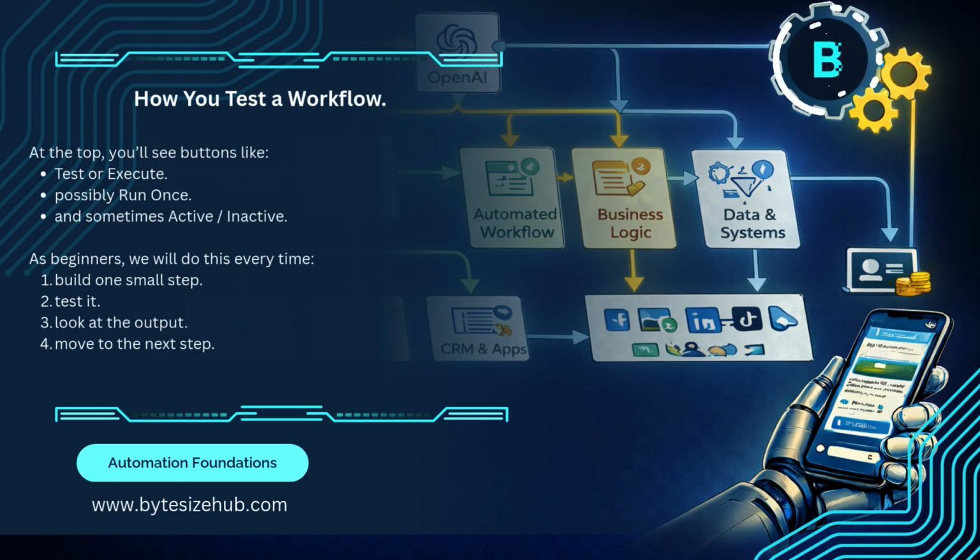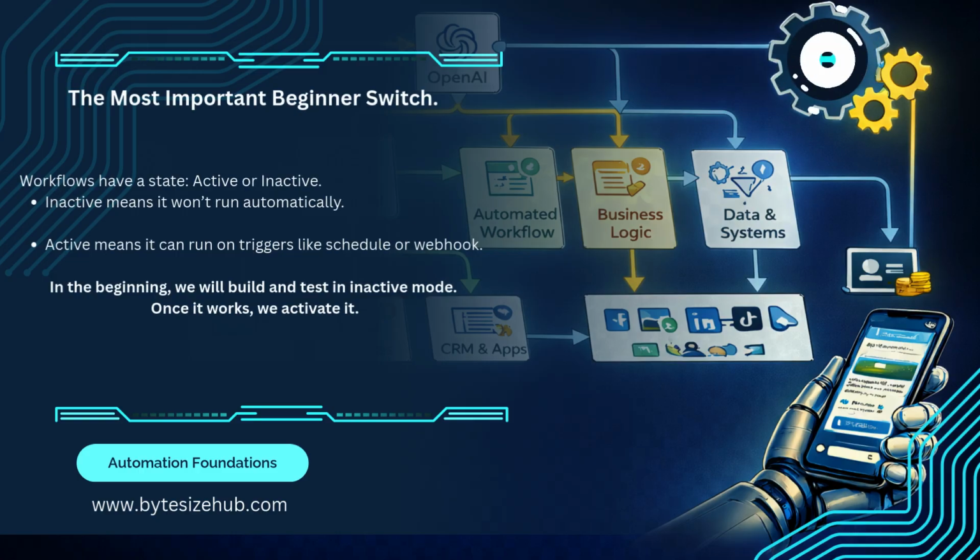Move to the next step. The most important beginner switch. Workflows have a state, active or inactive. Inactive means it won't run automatically. Active means it can run on triggers like schedule or webhook. In the beginning, we will build and test in inactive mode. Once it works, we activate it.